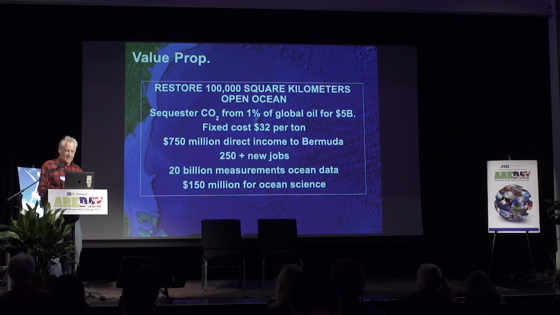And we would involve the Bermuda Institute of Ocean Sciences, the local oceanographic institute, to study that data and ensure that everything is going well. This would be an additional contract for the institute, essentially doubling its budget from 75 million over 10 years to 150 million over 10 years.